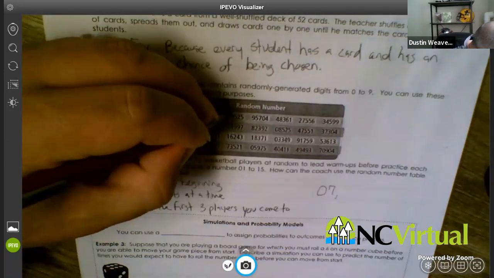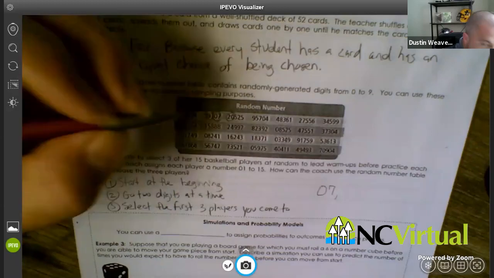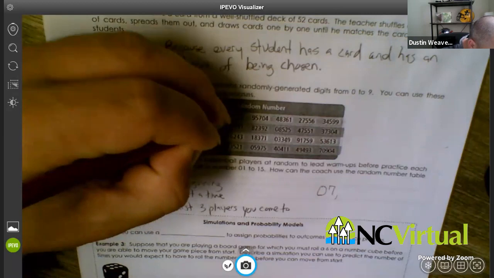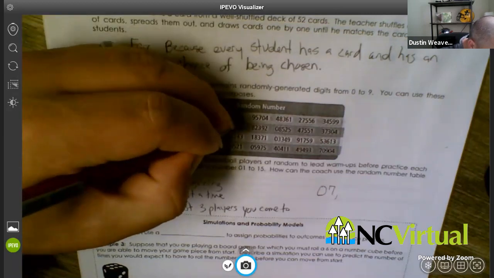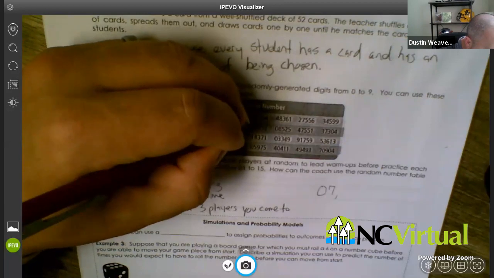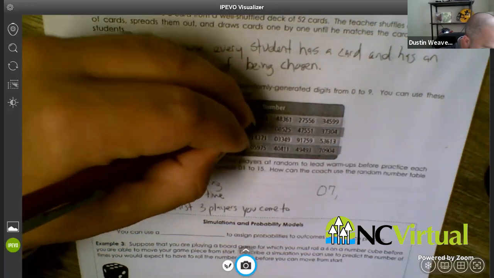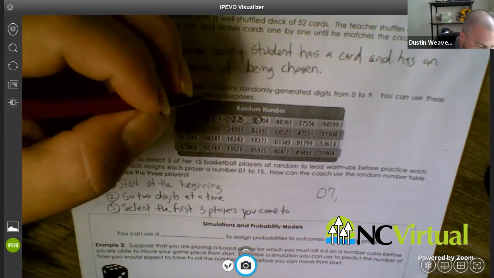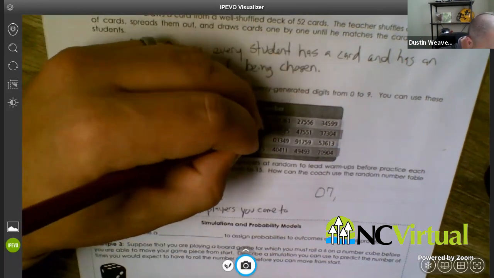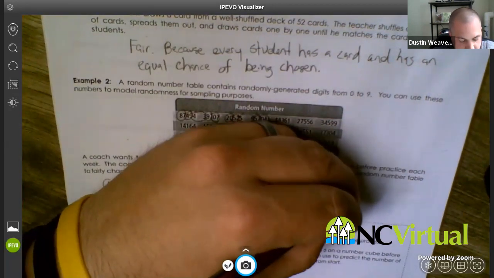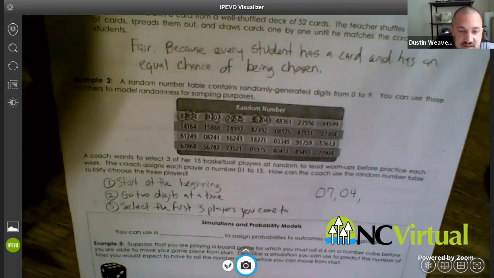The next number is 20. We don't have anybody numbered 20. Okay. The next 2 is 52. We don't have anybody 52. The next 2 is 59. We don't have anybody 59. The next 2 is 57. We don't have anybody numbered 57. The next 2 is 04. We do have a player numbered 04, so that's our second selection.